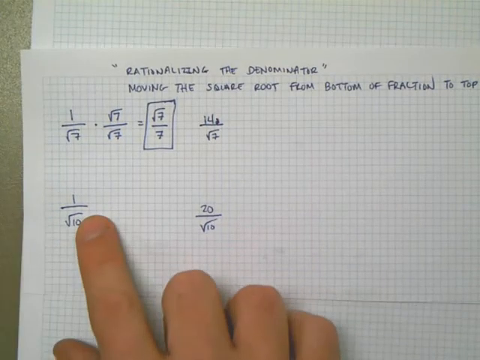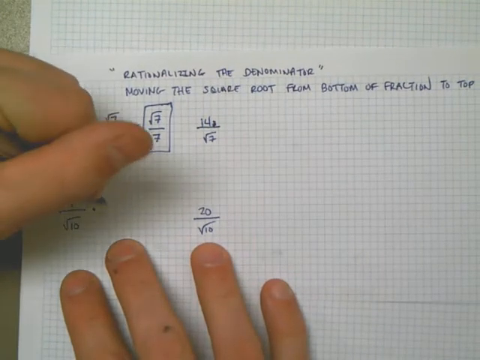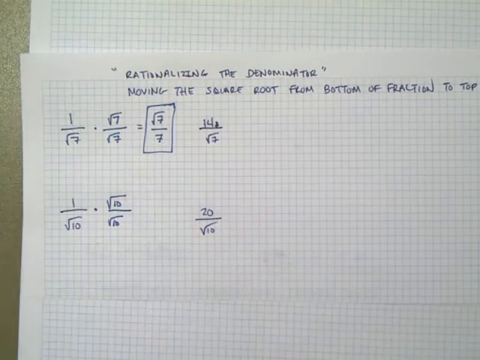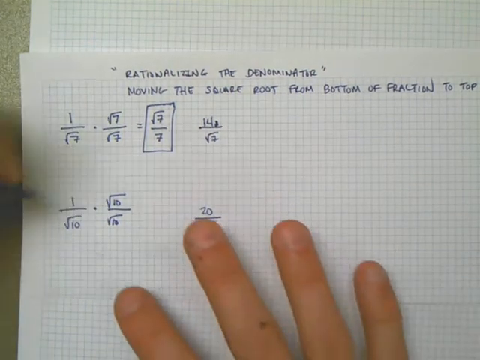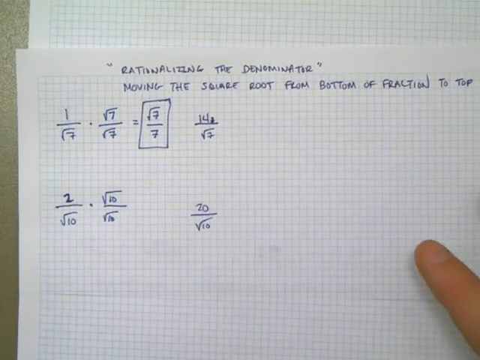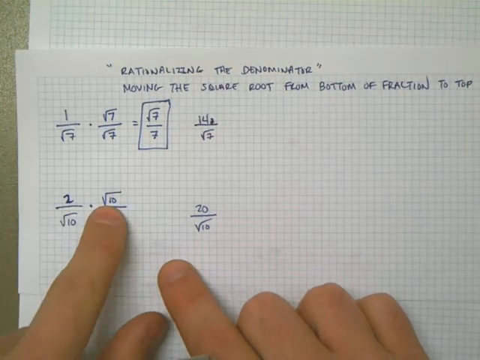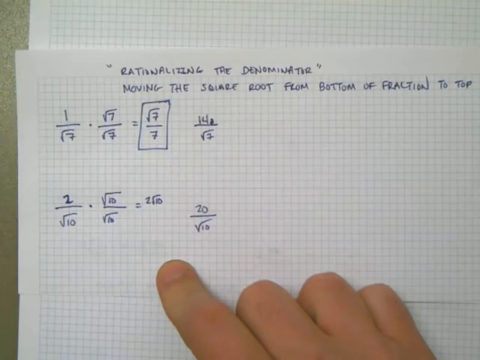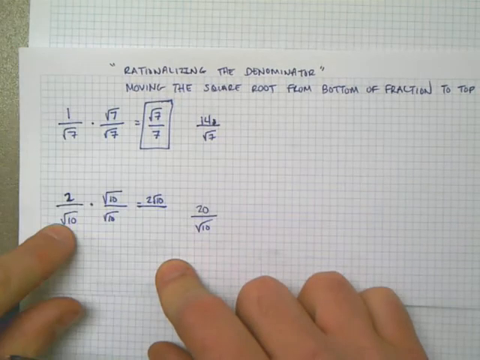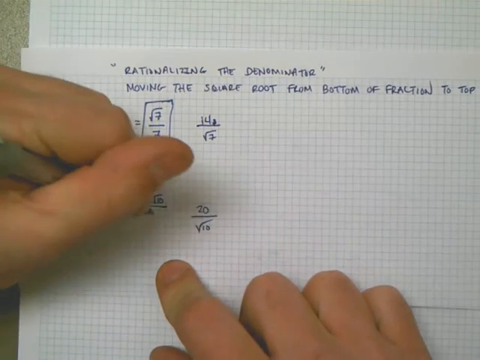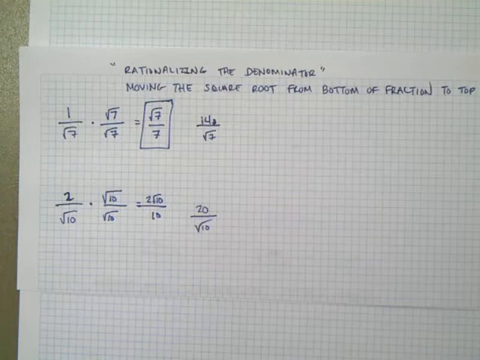So if I look at a problem like this, 1 over the square root of 10, all that means is that I'm going to take both the top and the bottom of the fraction and multiply them by the square root of 10. Now you want to make this one more difficult? Here, make that a 2. So if I have 2 times the square root of 10, I have 2 times the square root of 10. And on the bottom, the square root of 10 times the square root of 10 is the square root of 100. But you know the square root of 100. That's 10. In other words, the square root sign just goes away.